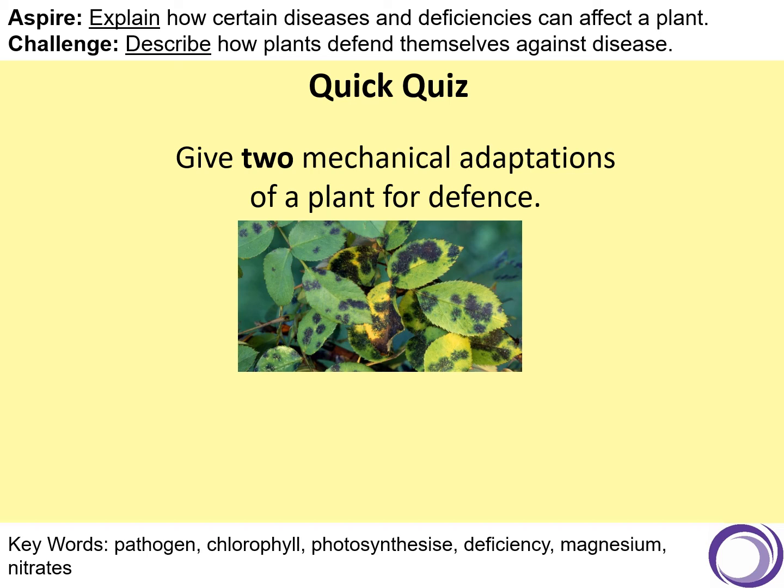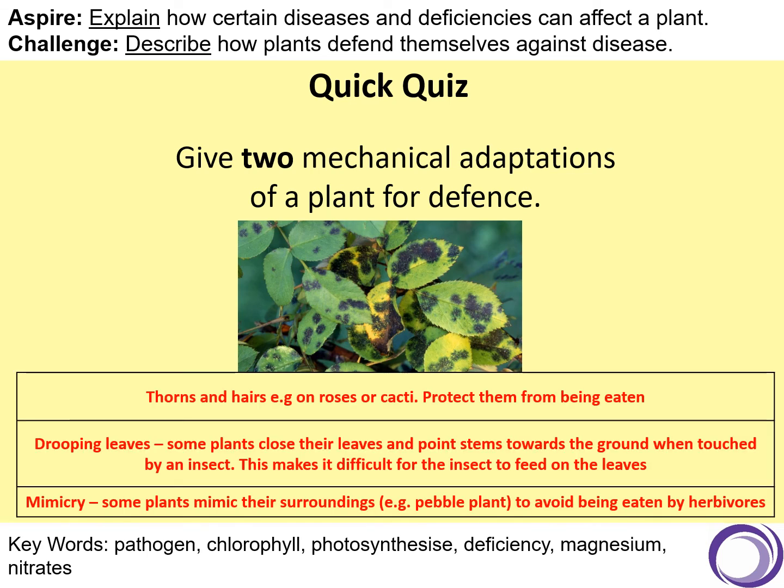Okay, so you could have had 2 of any of the following: thorns and hairs on plants such as roses or cacti protect them from being eaten. Drooping leaves: some plants close their leaves and point the stems towards the ground when touched by an insect, so this makes it difficult for the insect to feed on the leaves. Or mimicry: some plants mimic their surroundings, such as a pebble plant, to avoid being eaten by herbivores.